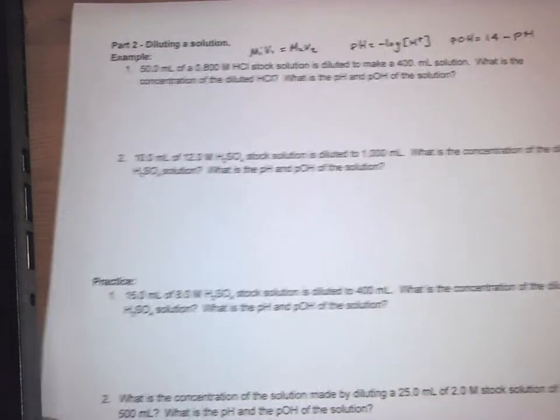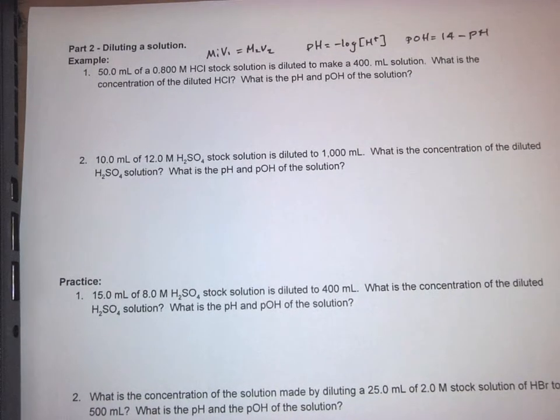Hi, and welcome to Unit 8, Day 2. This is Part 2, Diluting a Solution Example Problems. So in Part 1, we looked at making solutions from a solid metal hydroxide base that we would mix in water, and then we would use that to find the concentration. Now we're dealing with our liquids.